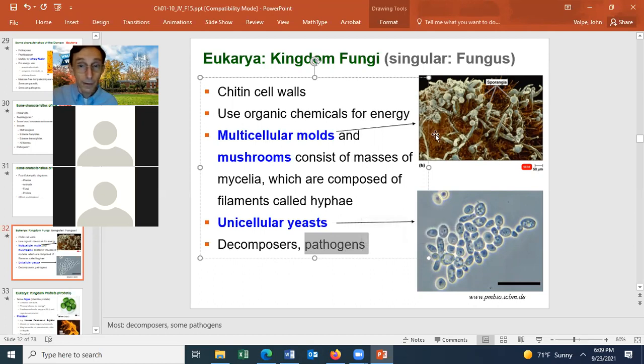There are multicellular molds and mushrooms, which consist of mycelia, which have filaments of hypha. And there we're seeing a hypha right there. But many of the fungi are unicellular, and that includes some of the molds and all of the yeast. And the yeast shown right here, they're all unicellular. All right, any questions about the fungi?